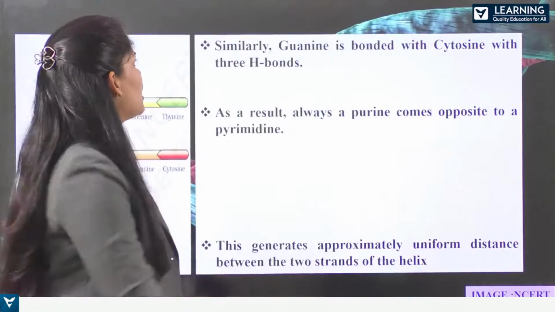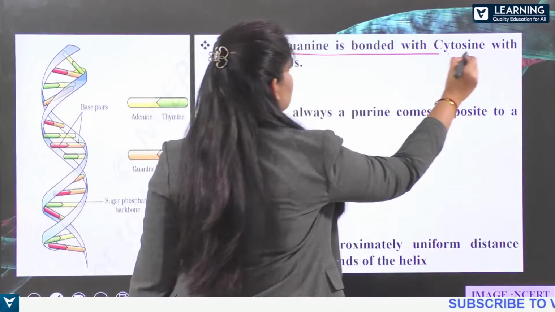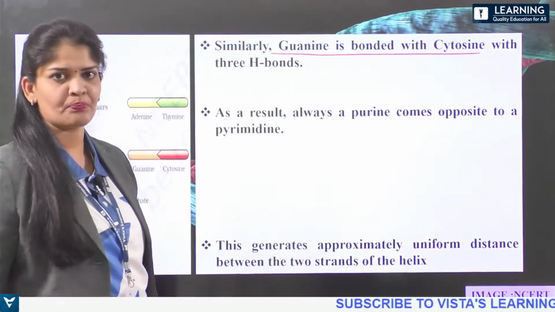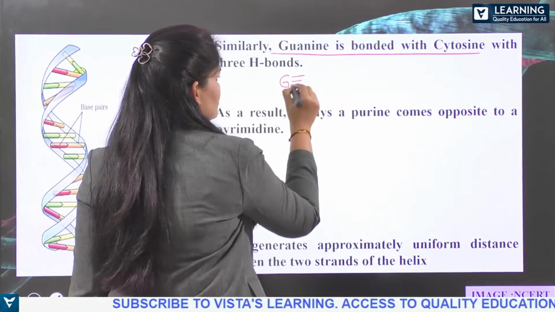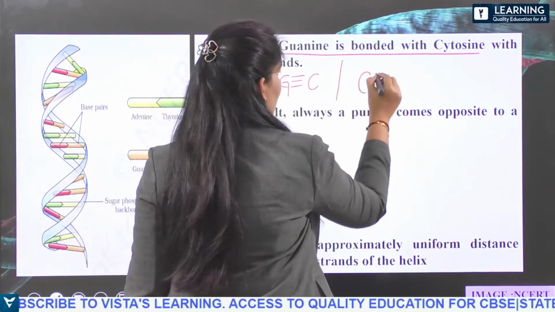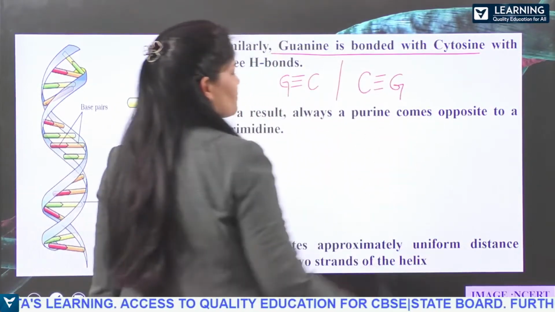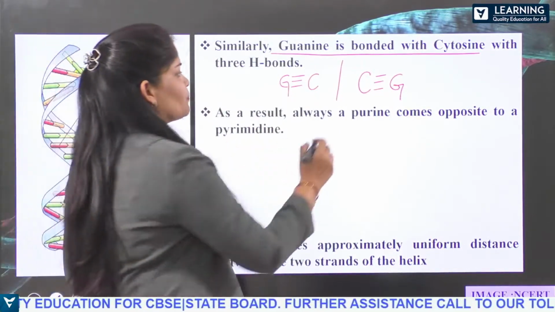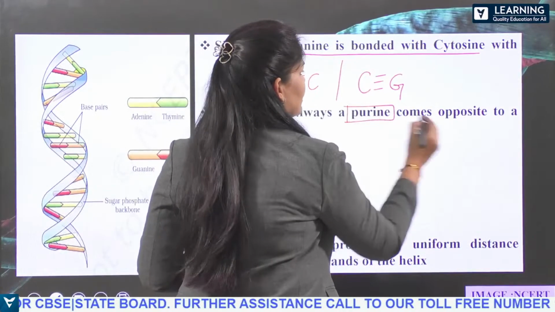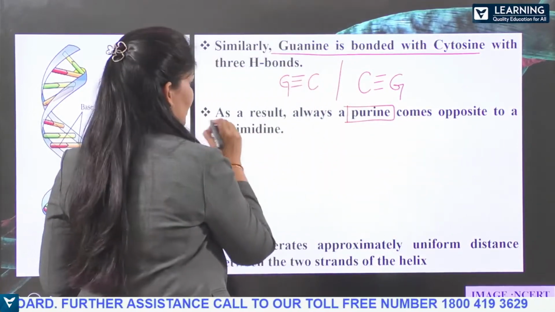Similarly, guanine is bonded with cytosine by forming 3 hydrogen bonds. As a result, purines always come opposite to the pyrimidines.